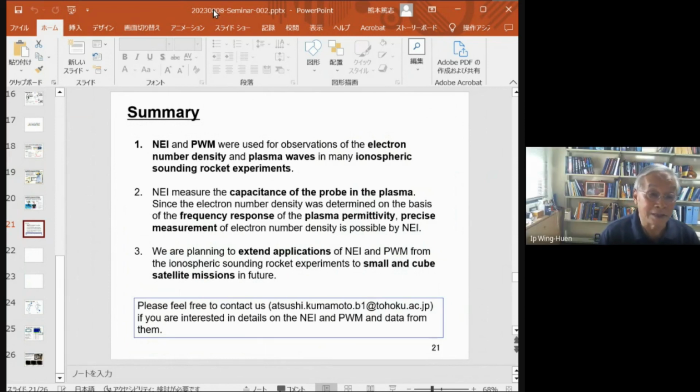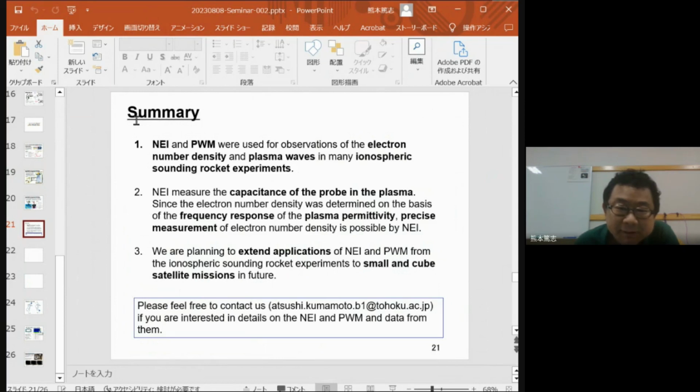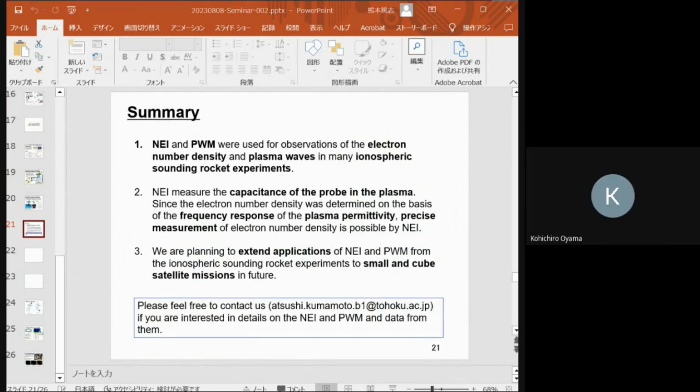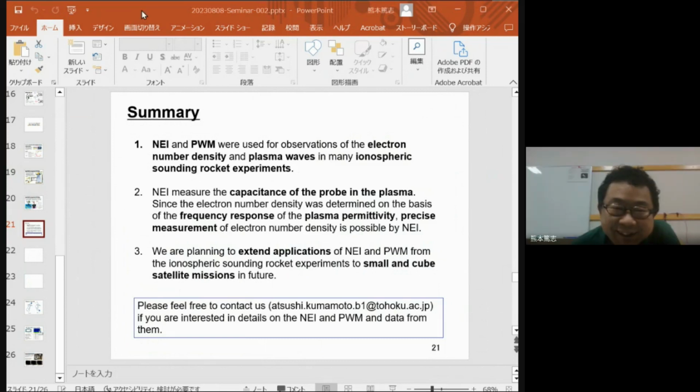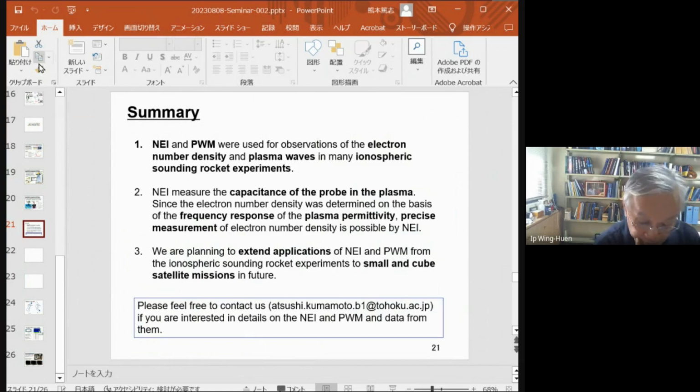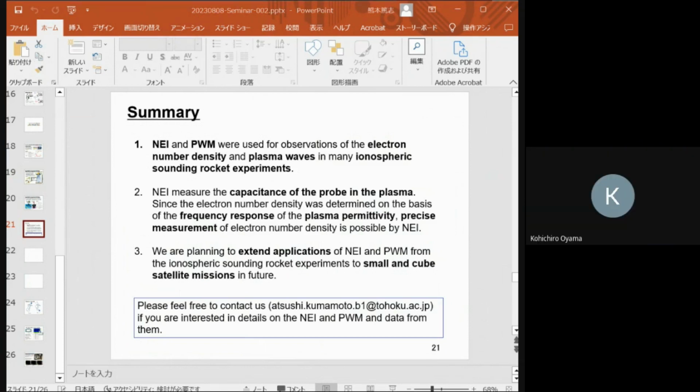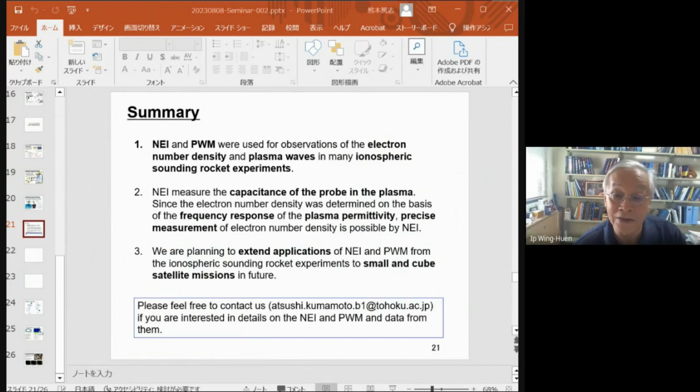And this rocket project, the rocket to be launched in July next year, is it from ISAS or from Tohoku? From Kagoshima Space Center. Kumamoto-san, Professor is asking whether this rocket is launched by ISAS or Tohoku. This rocket will be launched by ISAS, using the facility of the JAXA ISAS Kagoshima Space Center. So this is an ISAS rocket, very good. Any questions? Oyama-san, you want to add something? No, for the moment.